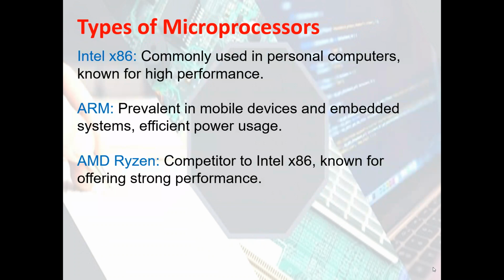Para mas maintindihan natin, these are the different types of microprocessors. So, familiar tayo dito kasi yung mga laptops natin, mga PCs po natin, malamang ganito yung mga brands or yung mga microprocessors na meron tayo. We have the Intel x86, commonly used in personal computers known for high performance. ARM, which is also prevalent in mobile devices and embedded systems, efficient power usage. AMD Ryzen, competitor to Intel x86 known for offering strong performance. Yan, ito yung medyo common na ginagamit, Intel and then the AMD Ryzen.